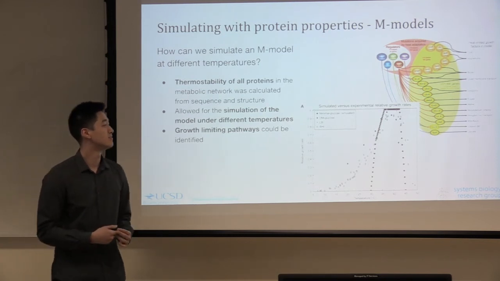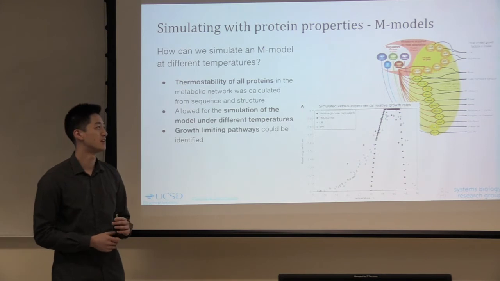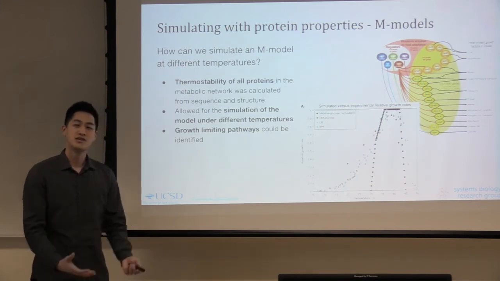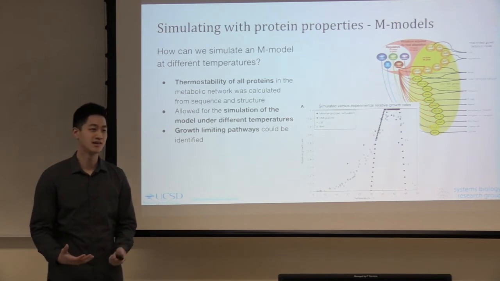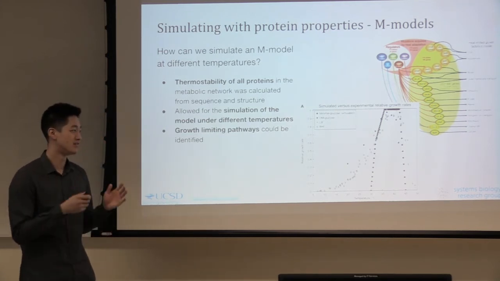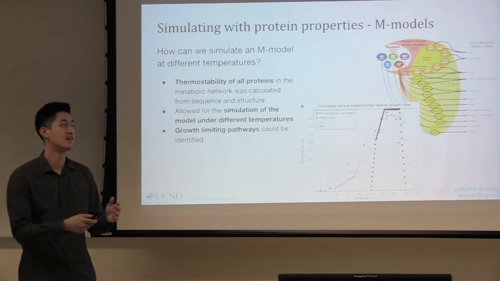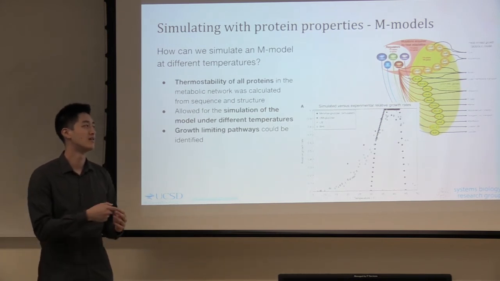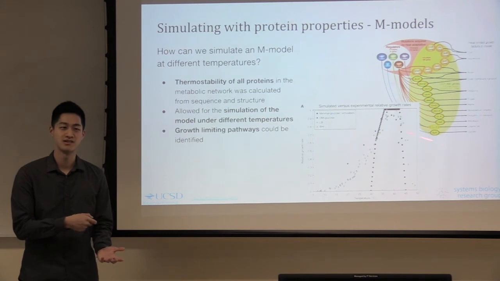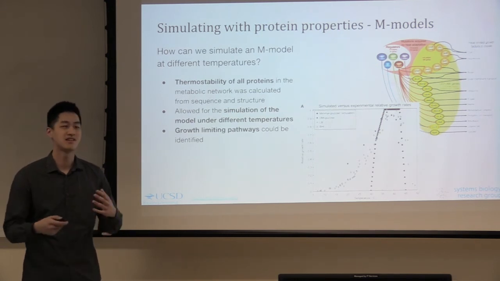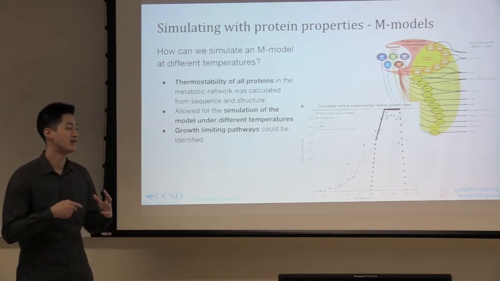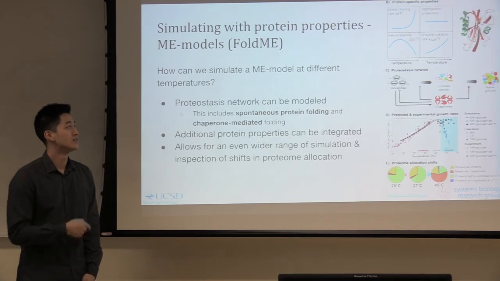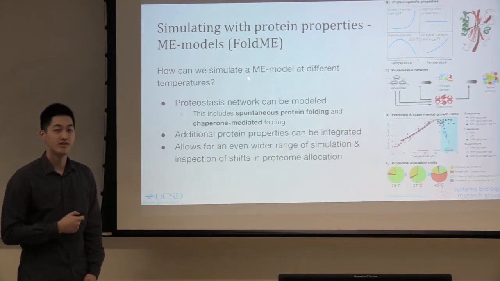And this here was, I think, one of the first applications of using protein properties to improve the capabilities of a metabolic model, because this allowed you to simulate under different temperatures and also explore the growth limiting pathways within a metabolic network based on the temperatures that you were simulating at. So this was quite interesting, and just recently was improved upon in the context of ME models.